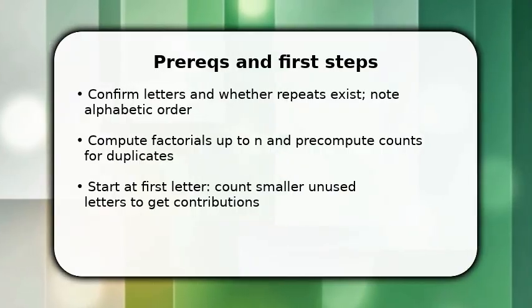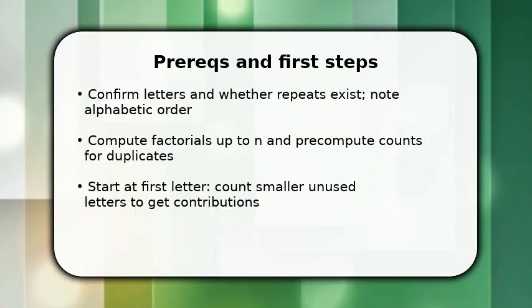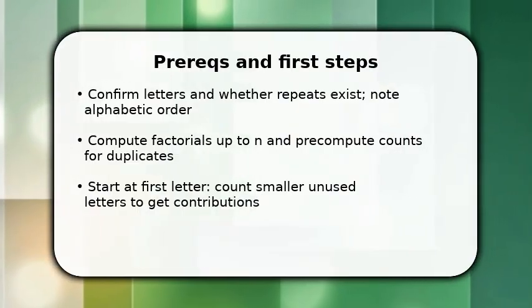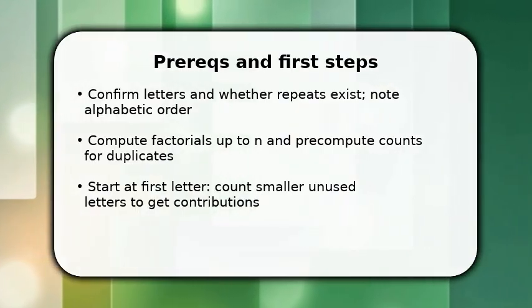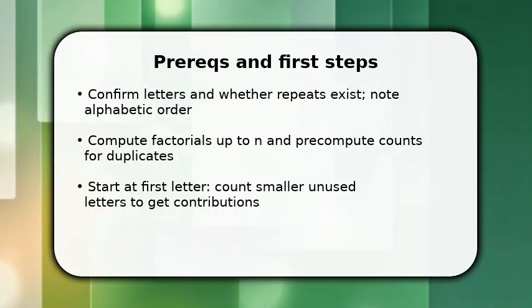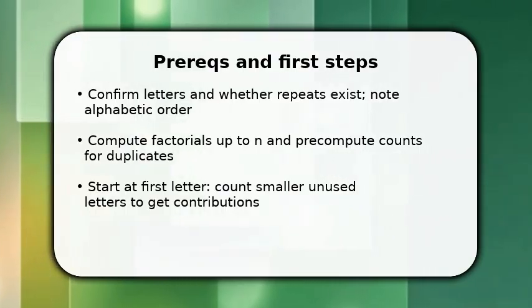You start by checking the word and confirming duplicates, because repeated letters change divisors. Once done, list letters in sorted order and pre-compute factorials up to n to save time.